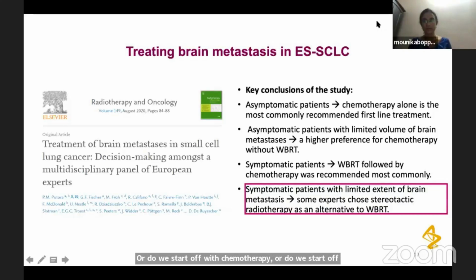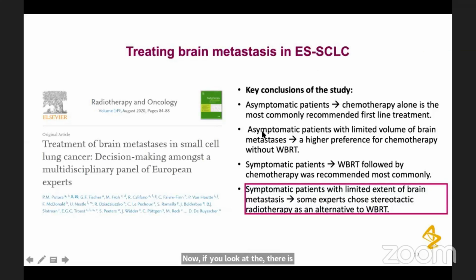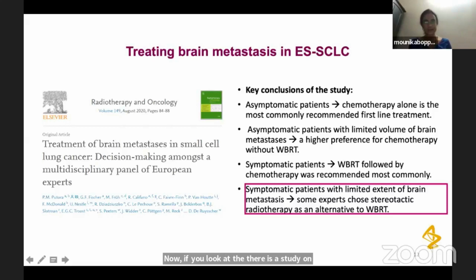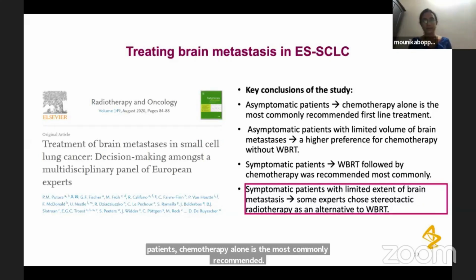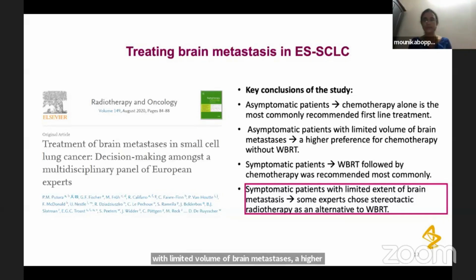Now, there is a study on treating brain metastasis in extensive stage small cell lung cancer published in Radiotherapy and Oncology in 2020. The key conclusions of this study were that for asymptomatic patients, chemotherapy alone is the most commonly recommended first-line treatment. If the patient is asymptomatic with limited volume of brain metastasis, a higher preference is there to start off with chemotherapy without any whole brain radiation. Symptomatic patients definitely require whole brain RT followed by chemotherapy. That's what is most commonly recommended.